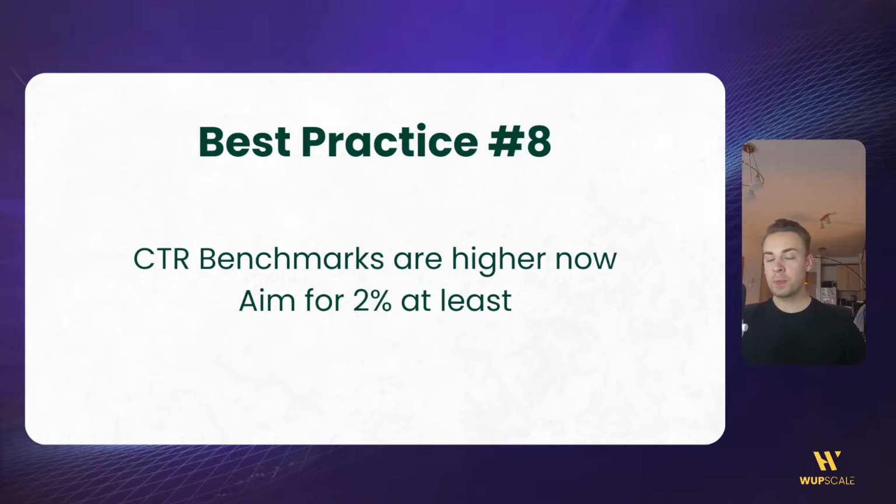Now that we have changes coming to the audiences, to the way that Meta is doing the targeting, CTR benchmarks are also changing. In my previous videos, I said aim for 1%, but now with the better audiences and the higher CPMs, aim for at least a 2% click-through rate. Of course, it's different for each industry, but as a main benchmark, 2% is going to be just good enough.